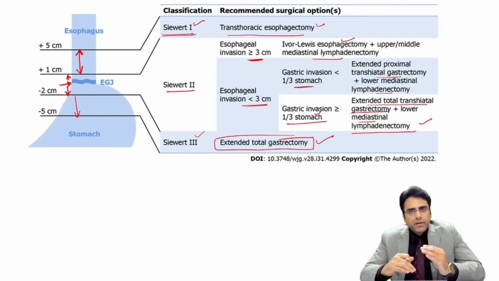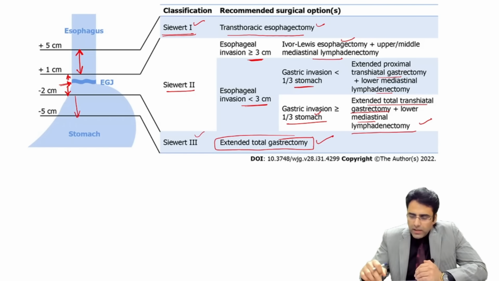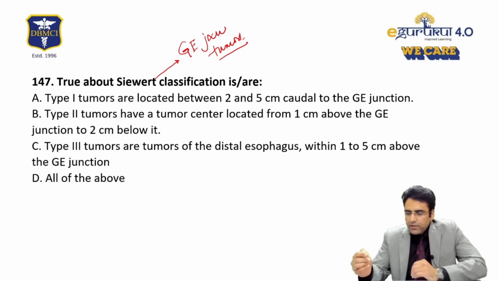Type 2 is between 1 centimeter above and 2 centimeter below the gastroesophageal junction. And type 3 is below 2 centimeter, up to 5 centimeters of the stomach. So in this, let us try to have a look at the options.